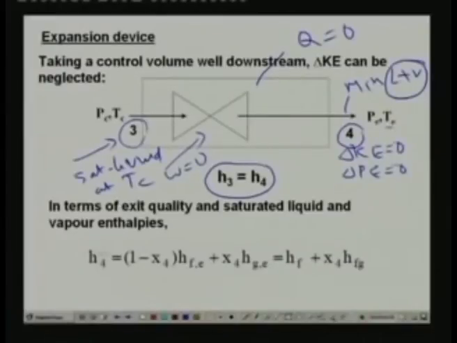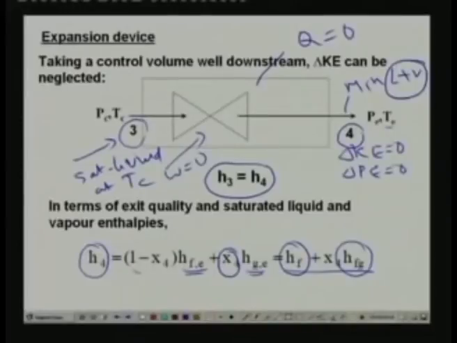Okay, so you can write the enthalpy H4 in terms of the saturated liquid enthalpy at evaporator temperature, the saturated vapor enthalpy at evaporator temperature, and the quality or dryness fraction X4. So H4 is nothing but (1 minus X4) into HFE plus X4 into HGE. This can also be written as HF plus X4 into HFG, where HF is nothing but HFE, the saturated liquid enthalpy, and HFG is the latent heat of vaporization at evaporator temperature.